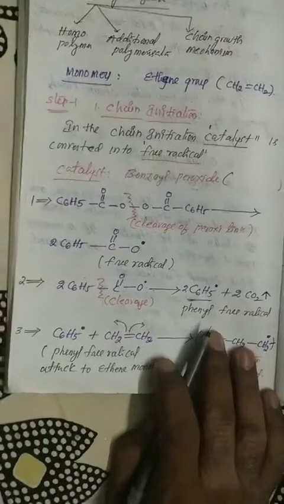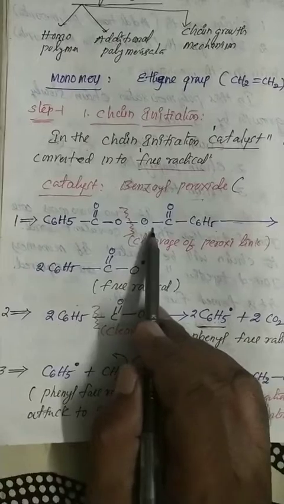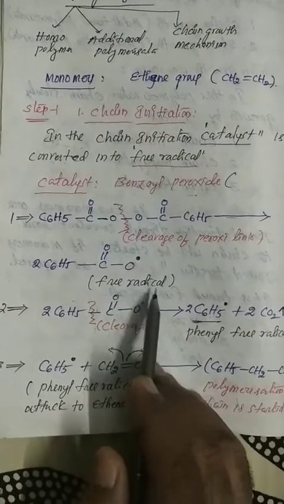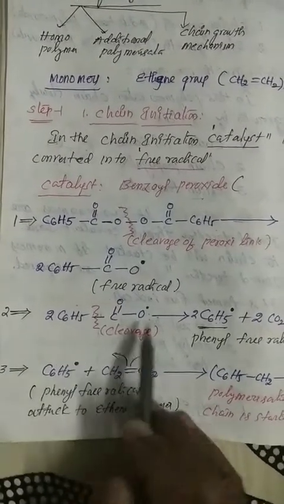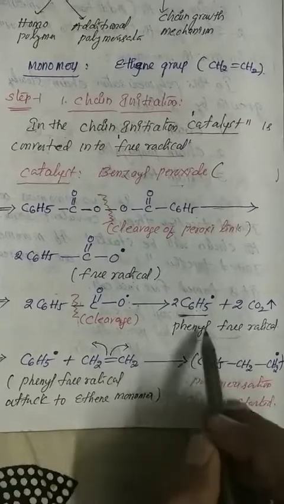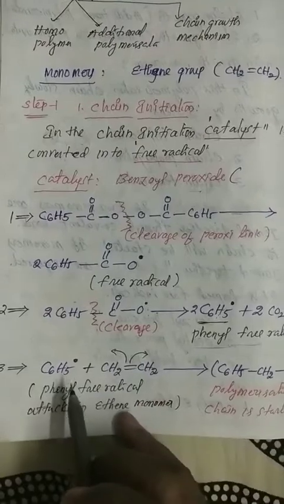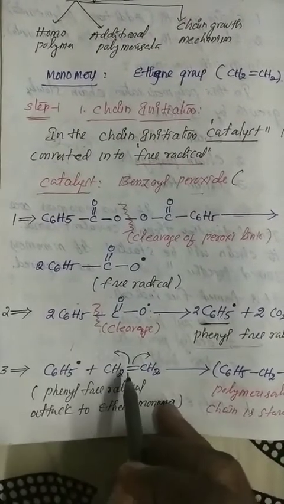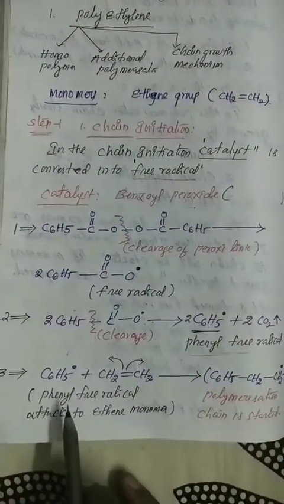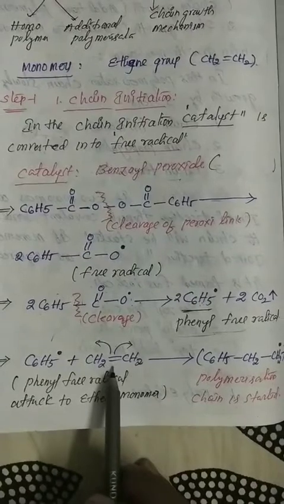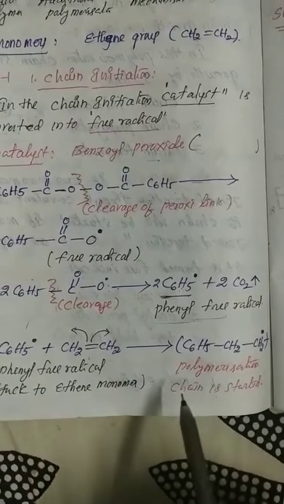So listen carefully, my dear students. First of all, in the catalyst the peroxy linkage bond breaks and free radicals are formed. This free radical again undergoes one more bond breakup, and phenyl free radicals are formed. This is called the phenyl free radical, C6H5. Now this phenyl free radical attacks the ethylene group, because we are discussing polyethylene preparation. Hence one polymeric chain is formed. This is called the polymerization chain start.